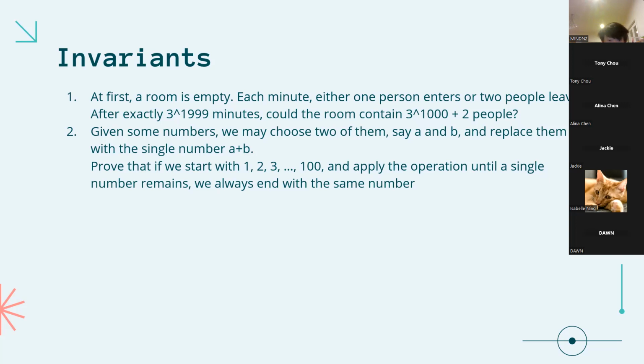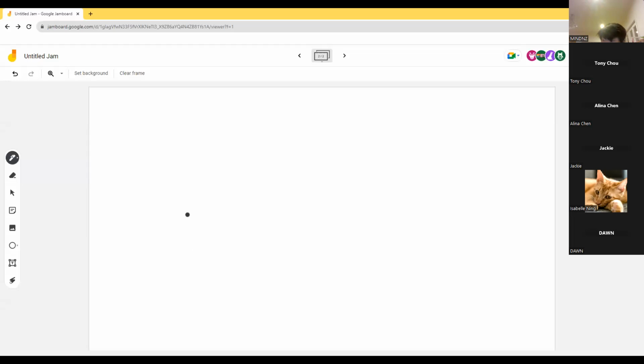Okay, hopefully that's enough time. So after 0 minutes, we've got 0 people. That's the only possibility. After 1 minute, we can't have 2 people leave if there's 0 people, so the only possibility is 1 person. After 2 minutes, 2 people. And after 3 minutes, we can have either 3 or 0, right? Because either 1 enters or 2 leaves.